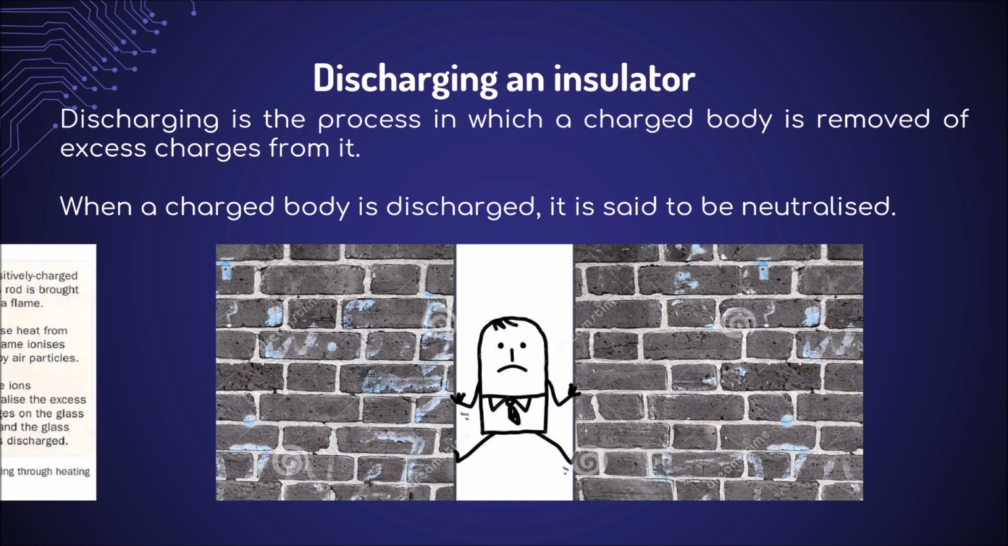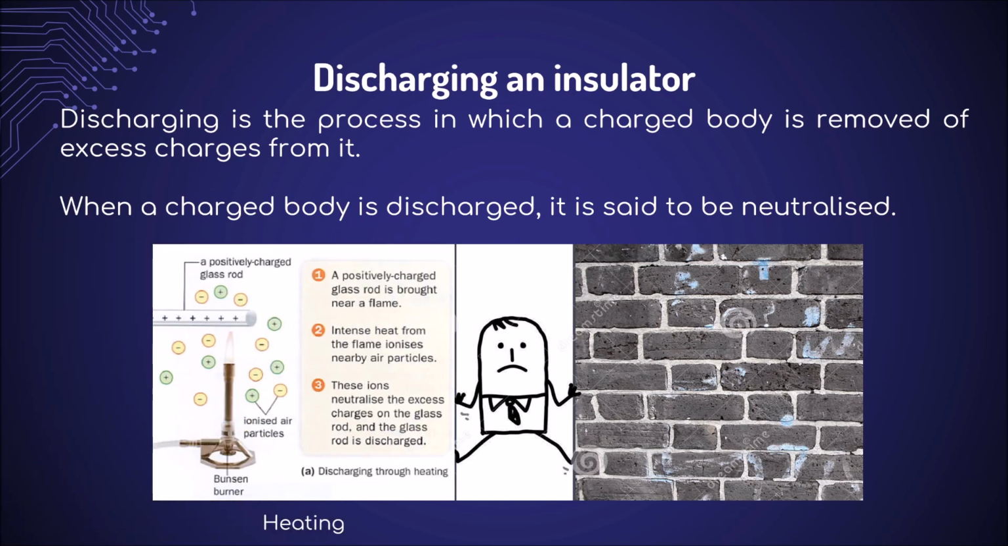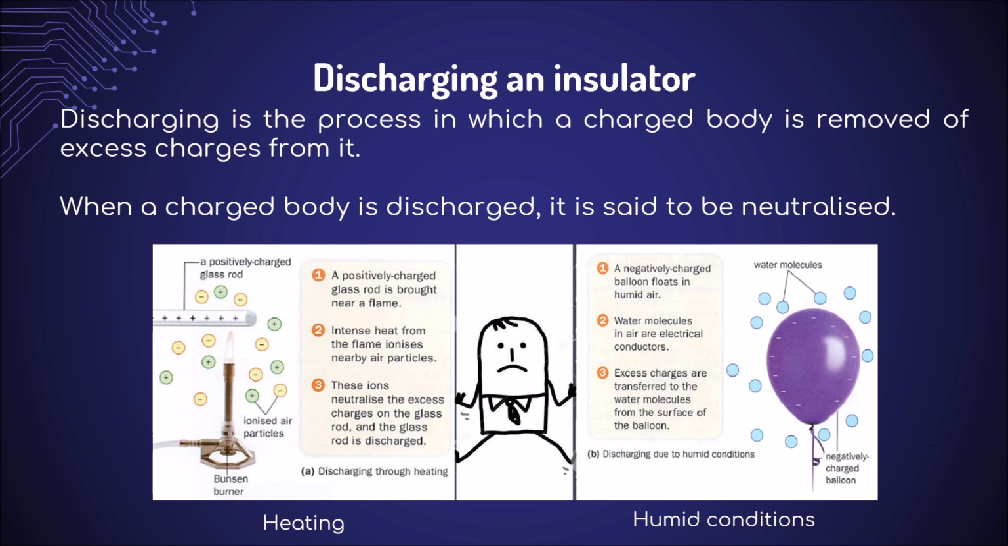So for insulators, there are two ways. One is by heating. Let's say I have a positively charged rod brought near a flame. The intense heat from the flame ionizes the nearby air particles. So you can see the negative ions are going to get attracted to the surface of the glass rod, neutralizing the excess charges on the surface, and therefore the glass rod is discharged and becomes neutralized.